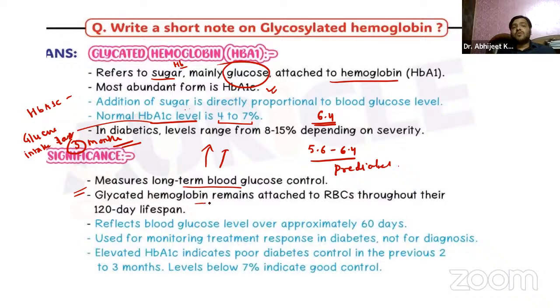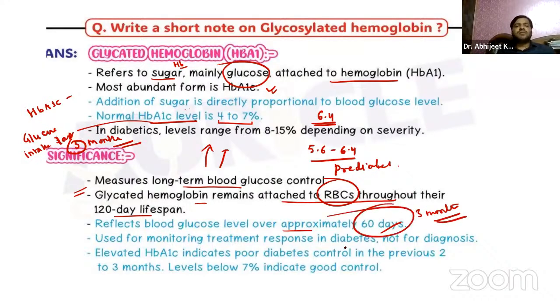And glycosylated hemoglobin remains attached to RBCs throughout their 120-day lifespan. RBC ka lifespan kitna hota hai? 120 days, right? Now, it reflects the blood sugar level over approximately 60 days, or like 3 months, beta, 90 days. According to the latest update, it is 90 days, right? Used for monitoring treatment response in diabetes. It is not for diagnosis, right? It only tells about the sugar intake in the last 3 months, right?